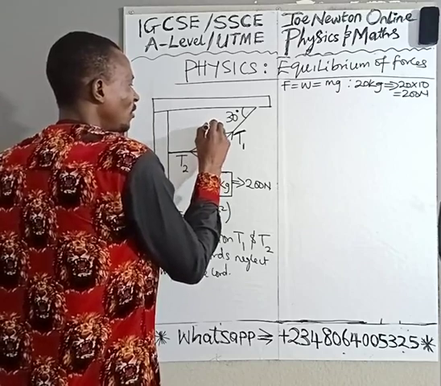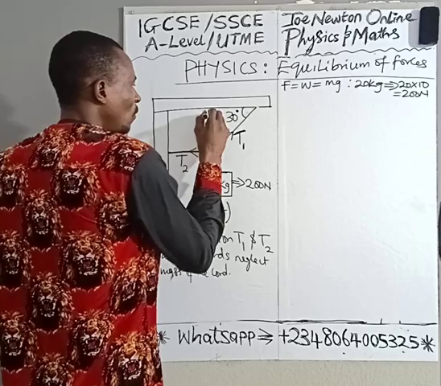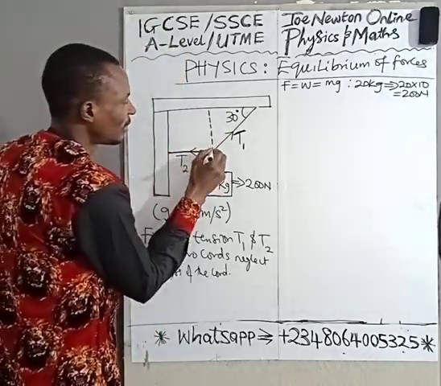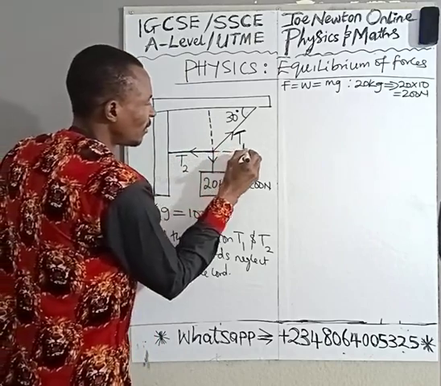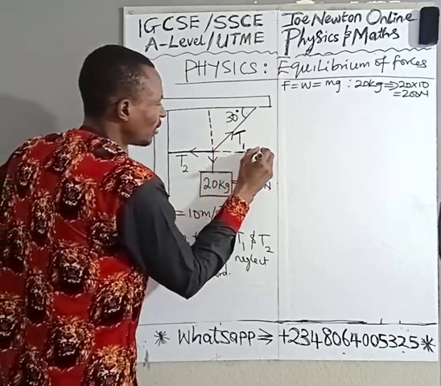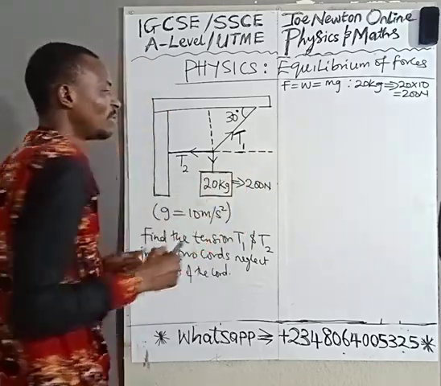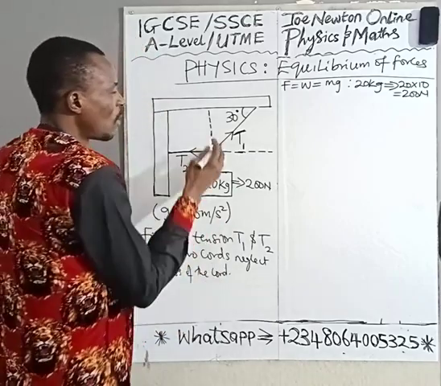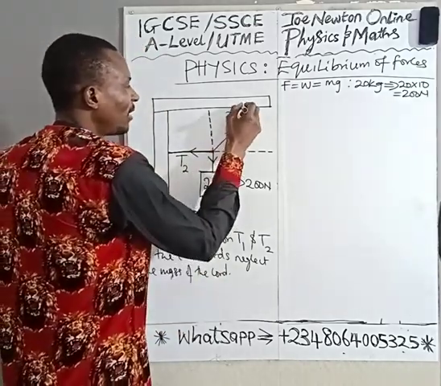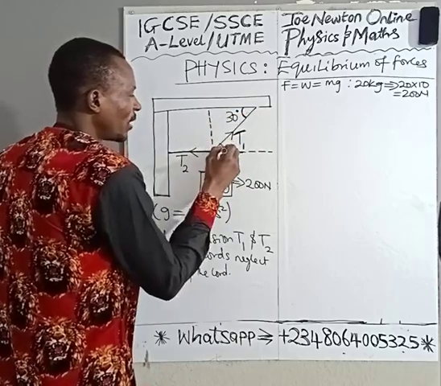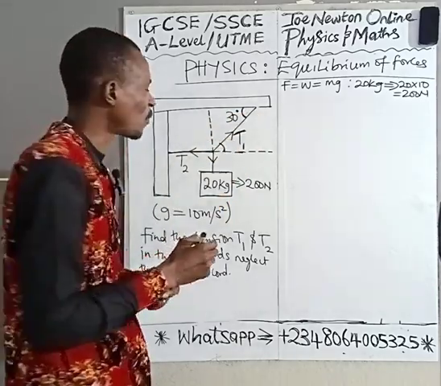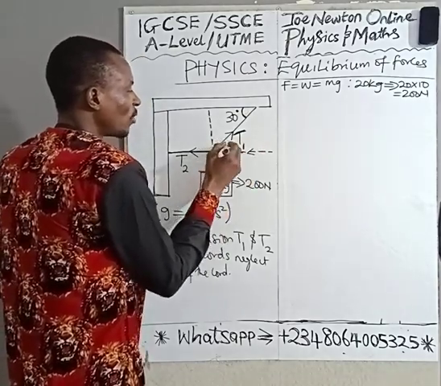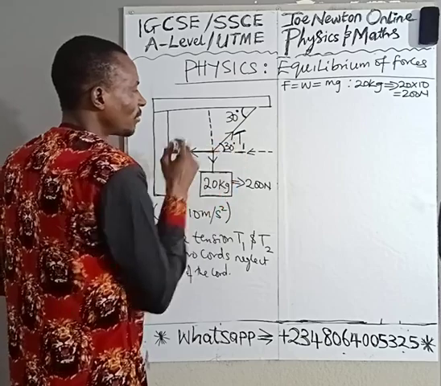Okay, so when we resolve this, let me use a broken line here. When we resolve this, we'll have this. Then we'll have this now. Then take this. You see what I'm doing? So we have this, resolving it vertically and horizontally. So when we have this now, remember this angle here is equal to the angle here because alternate angles are equal. The angle here is equal to the angle here because alternate angles are equal. So here will also be 30 degrees.